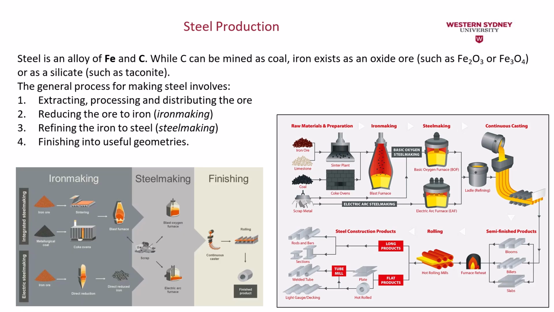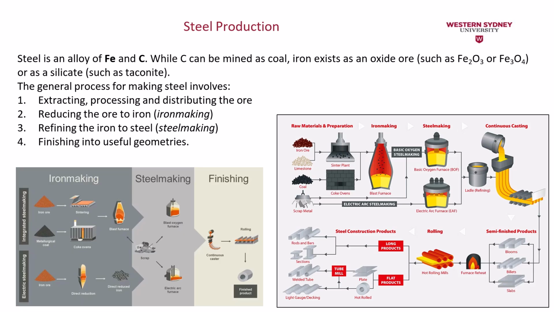In general, the process for making the steel will involve firstly extracting, processing, and distributing the ore itself, and then reducing the ore to an iron, and this will be done by the iron making, and then refining the iron to a steel, and this will be the steel making process, then finishing into a useful geometry, which is going to be the different forming and shaping processes.